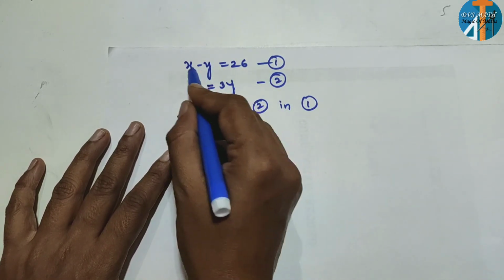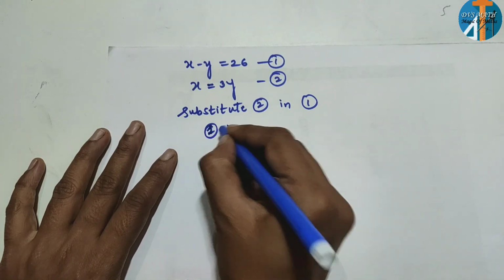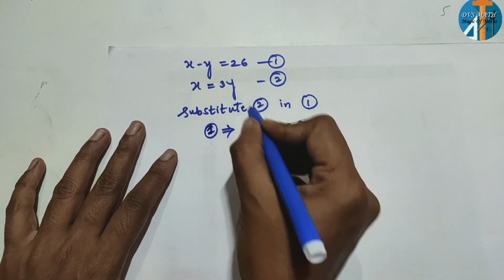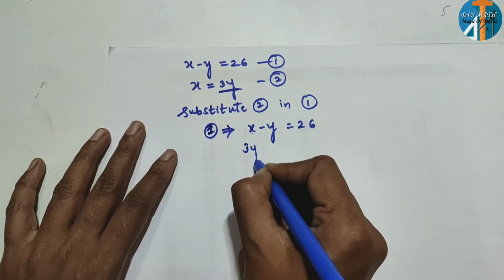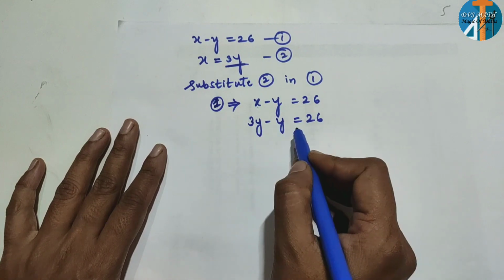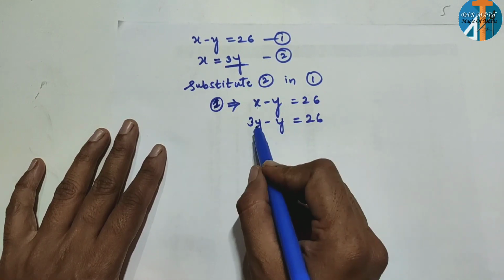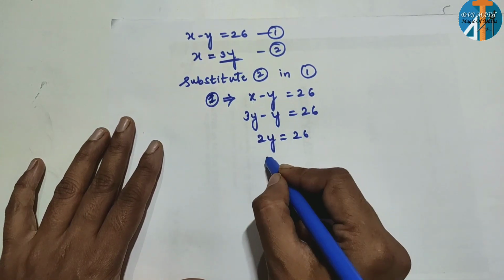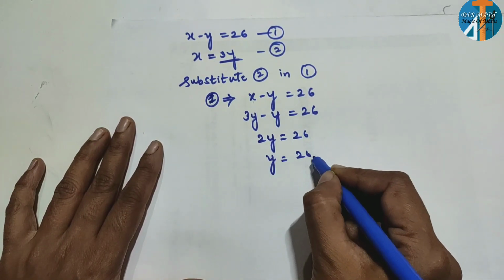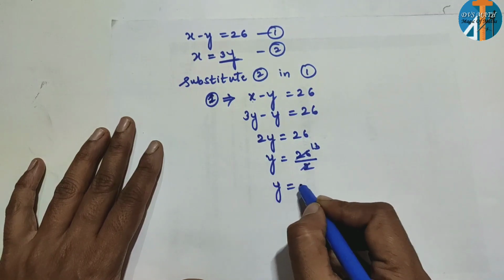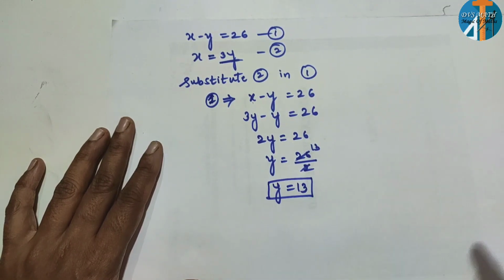Now in the place of x let us substitute 3y. What is the first equation? It is x minus y is equal to 26. So in place of x we can substitute 3y: 3y minus y is equal to 26. What does 3y minus y mean? 3 minus 1, like that. 3y minus y, you will get 2y is equal to 26. You want the y value, y is equal to 26 by 2, which is 13. So y is equal to 13.